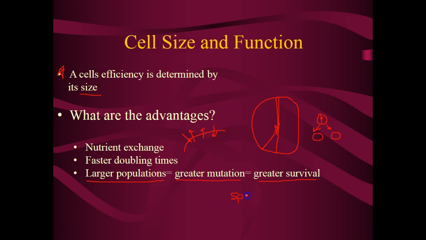So think about bacteria populations. If you were infected with some bacterial population that is pathogenic and it causes you to be sick, is it more likely that bacteria is going to survive in you if it's a larger population or a smaller population?